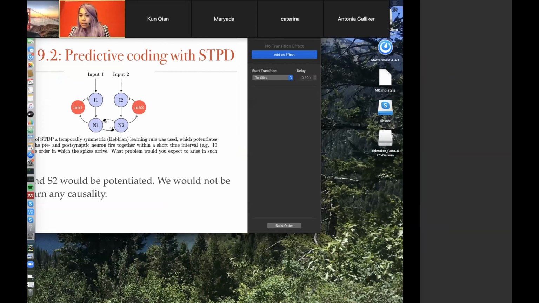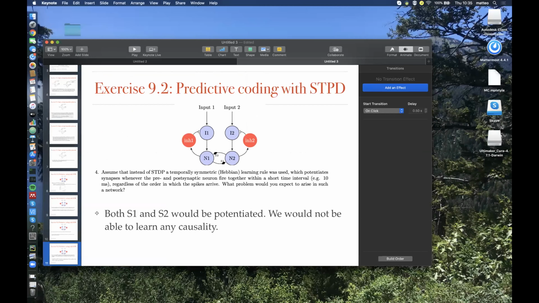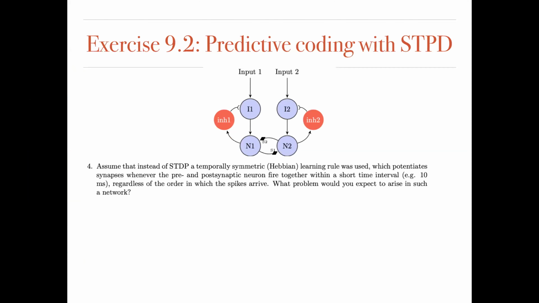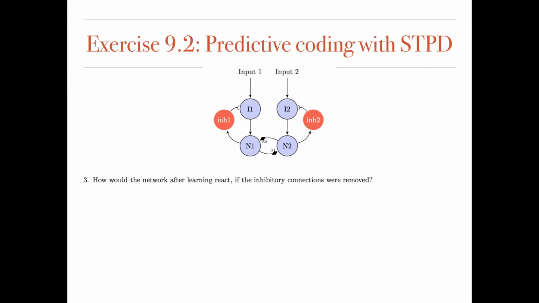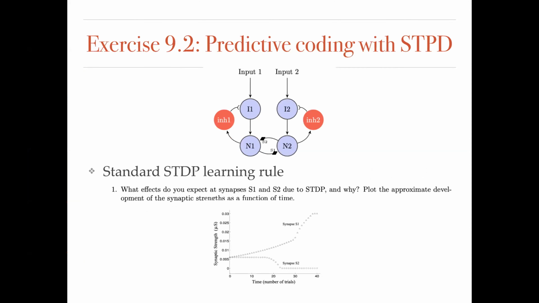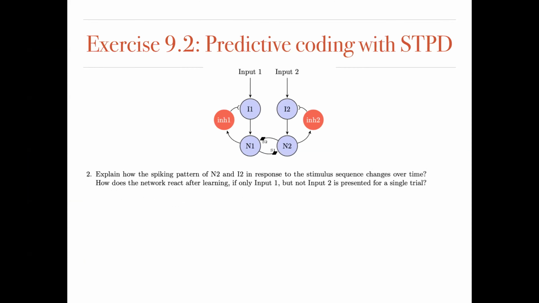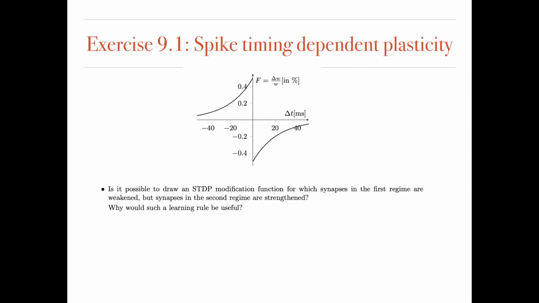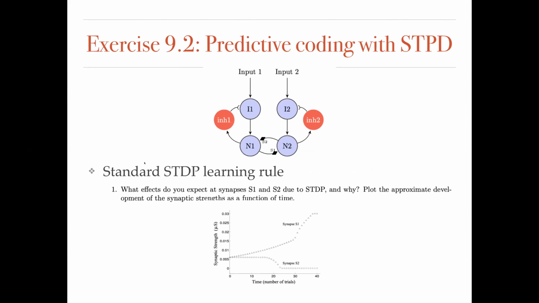There is another question saying, so when N1 fires before N2, S1 will be strengthened? True. Yes. And another one saying, could you maybe explain why we have first linear growth of the synaptic strength and then non-linear in the plot for solution 9.2? Wait, can you repeat that? Oh, so there wasn't the plot before. Yes, 9.2, this one. Why is it linear and then non-linear?